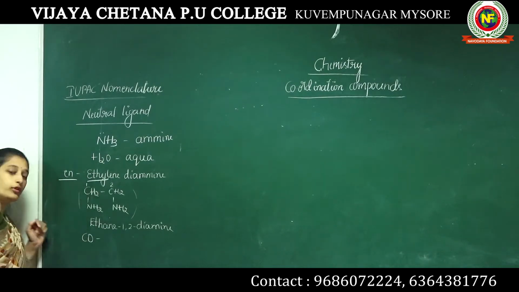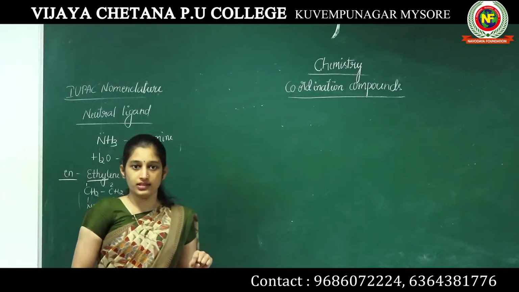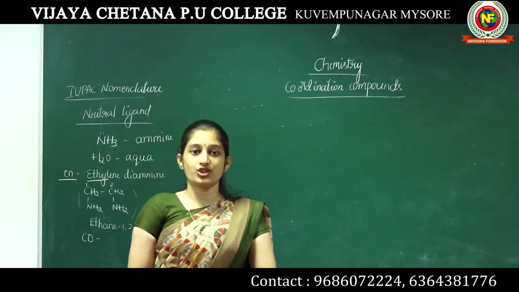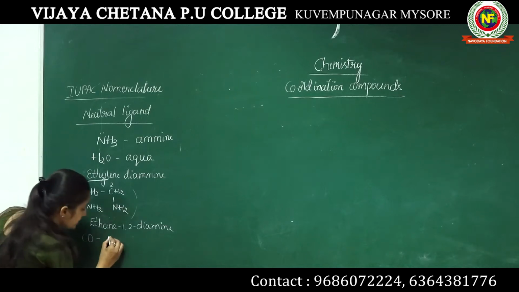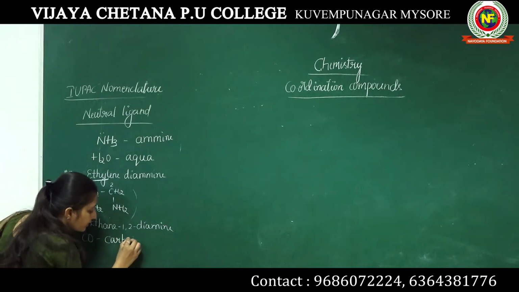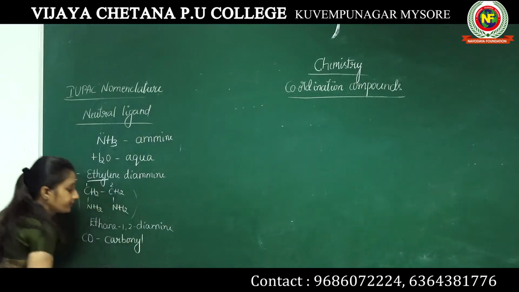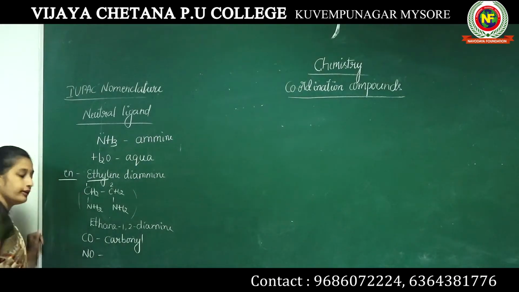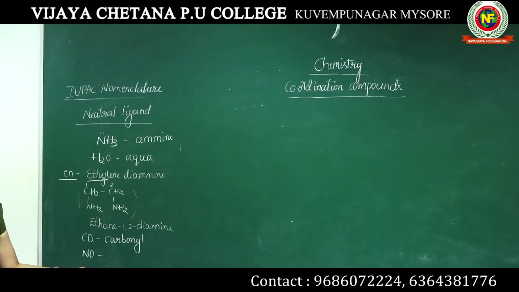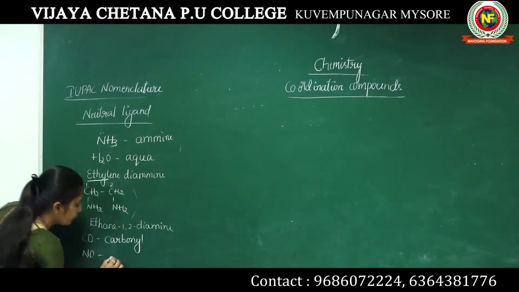And CO. CO means one carbon, one oxygen. Here also no charge. But what is the name for this? Carbonyl. And the last one, NO. NO means nitrogen, oxygen. What is the name for NO? Nitrosyl.